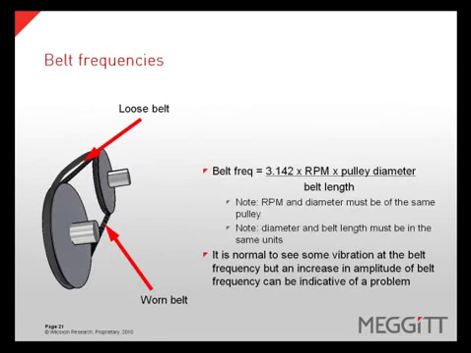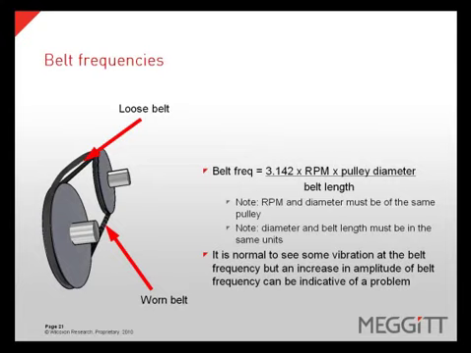Belt-driven machines will often have a belt frequency evident in the vibration spectrum. We can calculate at what frequency the belt vibration will occur. To calculate belt frequency, we would multiply 3.142 times the pulley RPM times the pulley diameter, and then divide this total by the belt length.